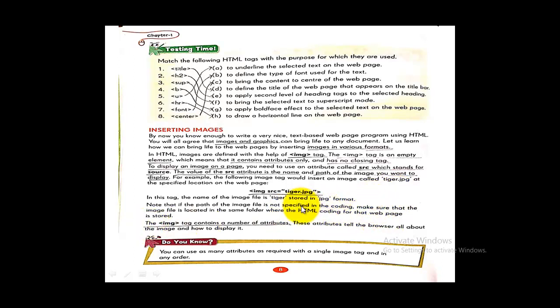Now, what this means is that if you write an HTML program and you want to insert an image in that HTML program, you will surely save that HTML program in some location in your computer, in some folder. Now in that folder you have to include this picture also, this tiger picture which is in JPG file format.